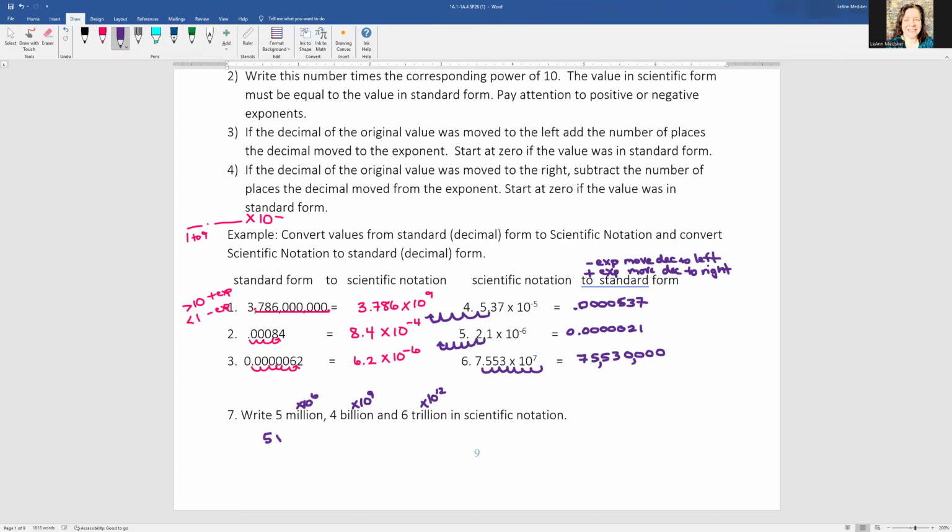So these would be written as 5 times 10 to the 6th. And notice there's only one digit in front of our decimal, which is hidden right now, so this is correct. 4 times 10 to the 9th, and then 6 times 10 to the 12th.